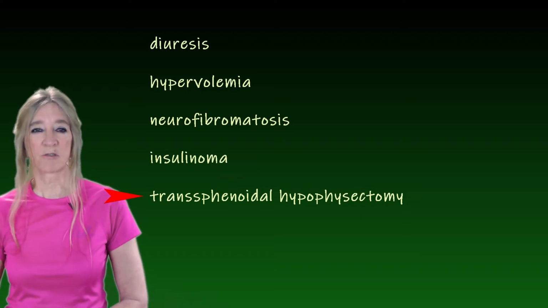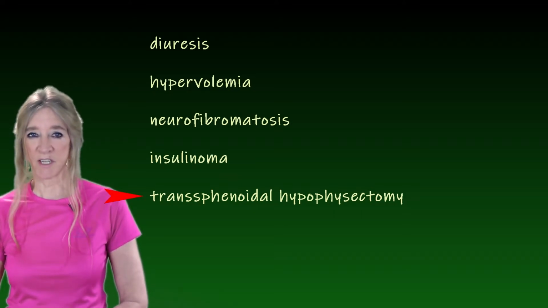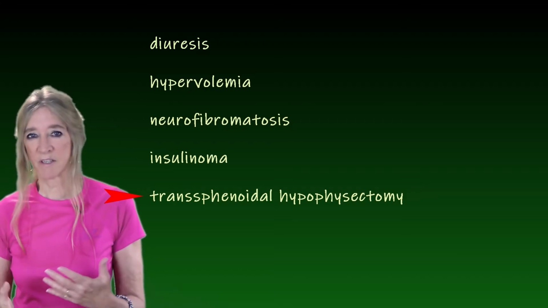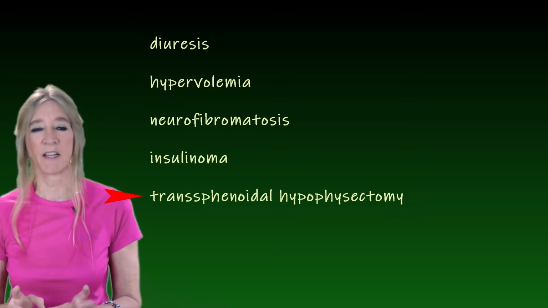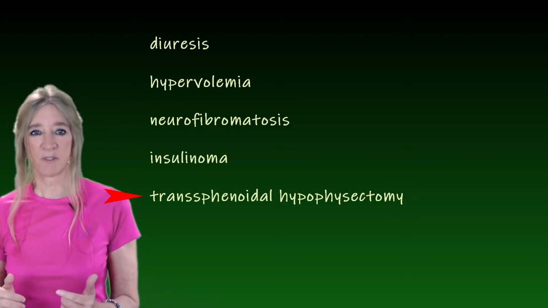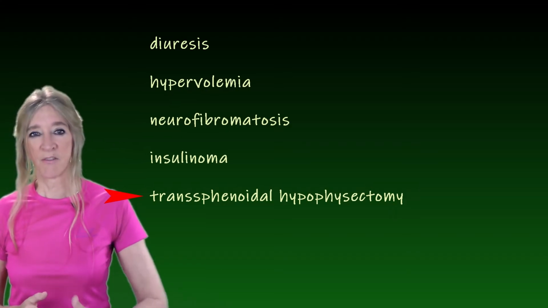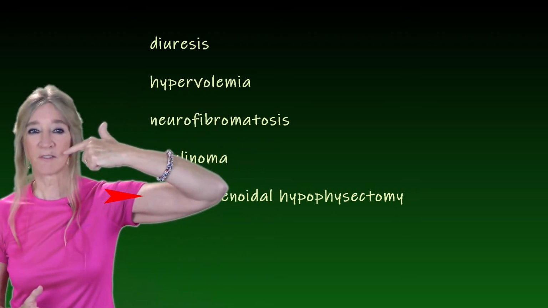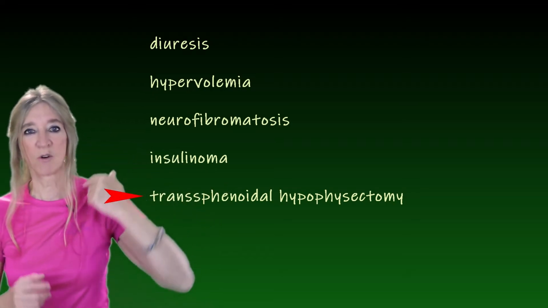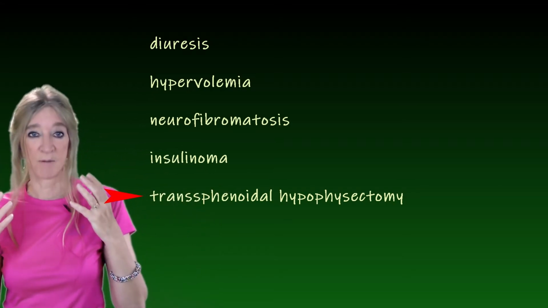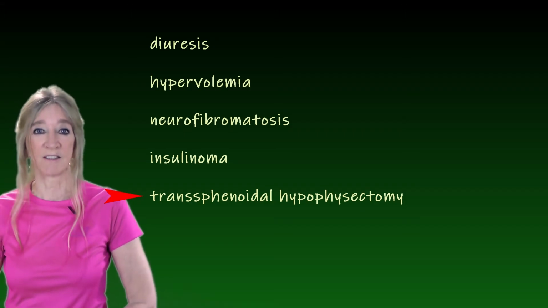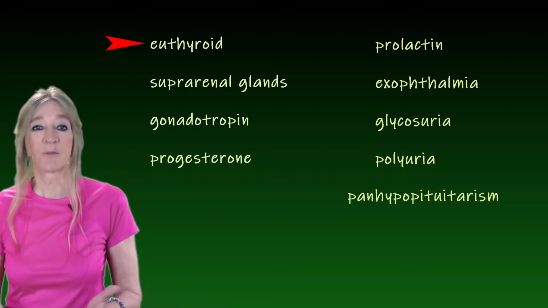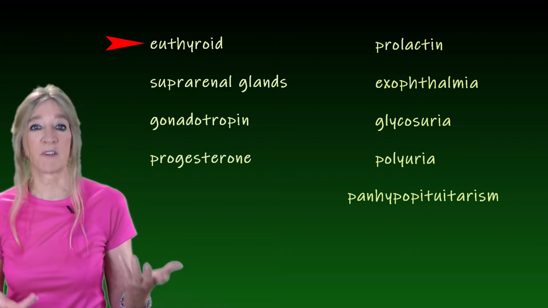The next word, transsphenoidal hypophysectomy. Okay, hypophysis-ectomy, it's some cutting out the hypophysis, the pituitary gland, or at least cutting out a part of it. Transsphenoidal, trans meaning across. This is cutting across the sphenoid sinus in order to remove tumors from the hypophysis or the pituitary gland. The next word, euthyroid. Eu meaning good, thyroid. This is basically a state in which the thyroid system is balanced.